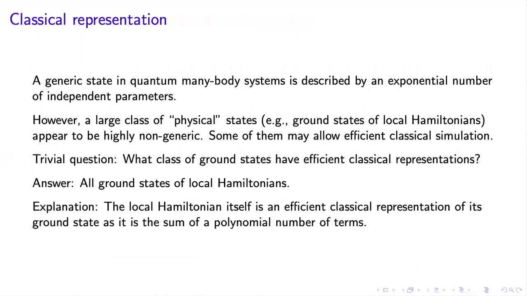When we try to simulate a quantum many-body system with a classical computer, we need to represent quantum states on a classical computer. But in general, it is not possible to do it efficiently because in a quantum many-body system, the Hilbert space dimension just grows exponentially with the system size, so that a generic state requires an exponential number of independent parameters to describe, so that it cannot be represented in polynomial space.